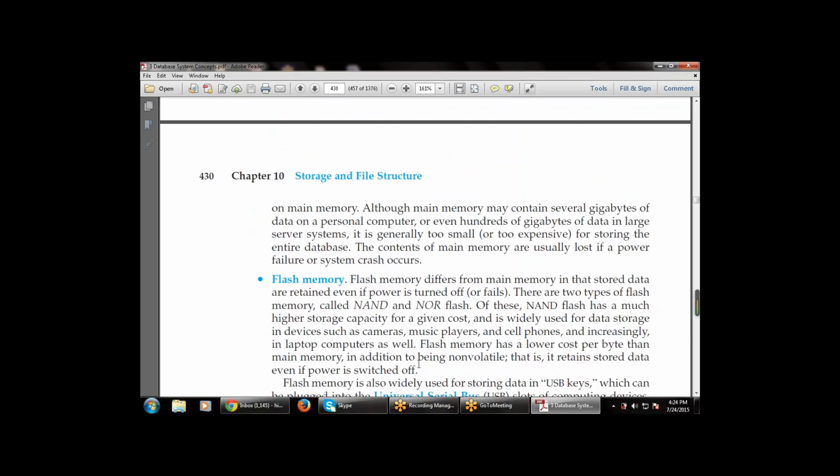Then there is flash memory, which is different from the main memory. In this we can retain the data even when the power is turned off; even when the power is turned off, we can also deal with the data.